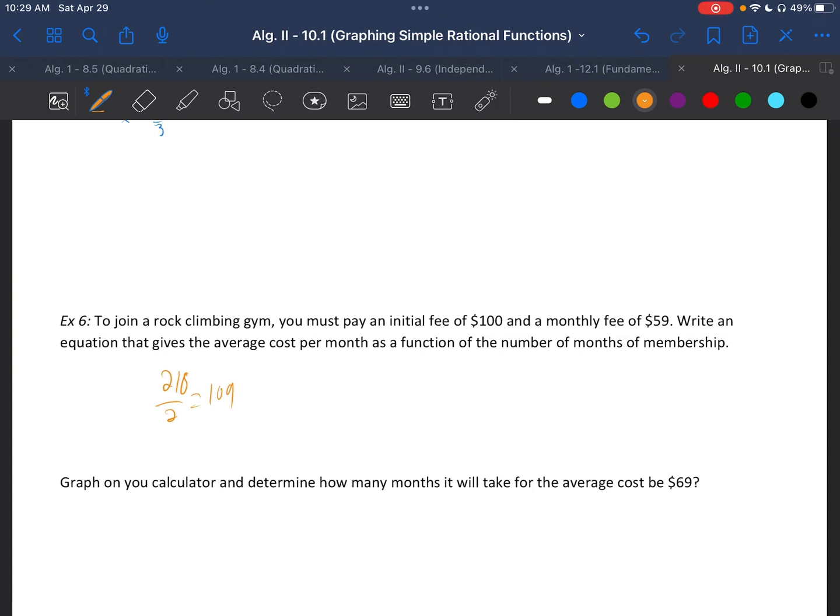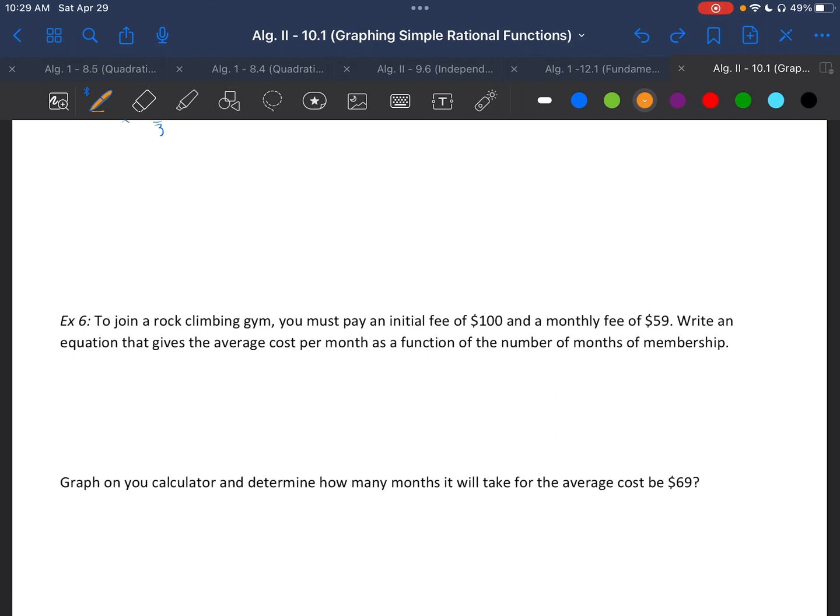So then if you have 3 months, then you add another 59 to the top and divide the number by 3, getting it even cheaper and cheaper and cheaper. So over time, you end up paying less per month, getting much closer to that $59 monthly fee on average.